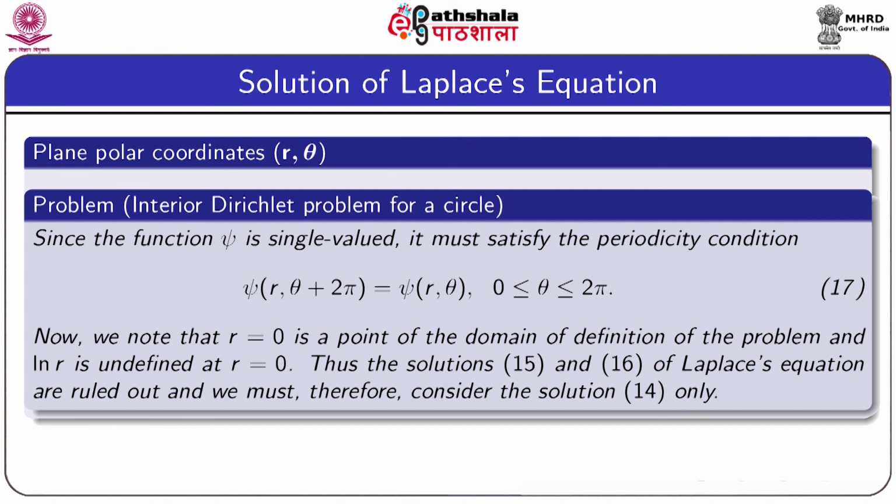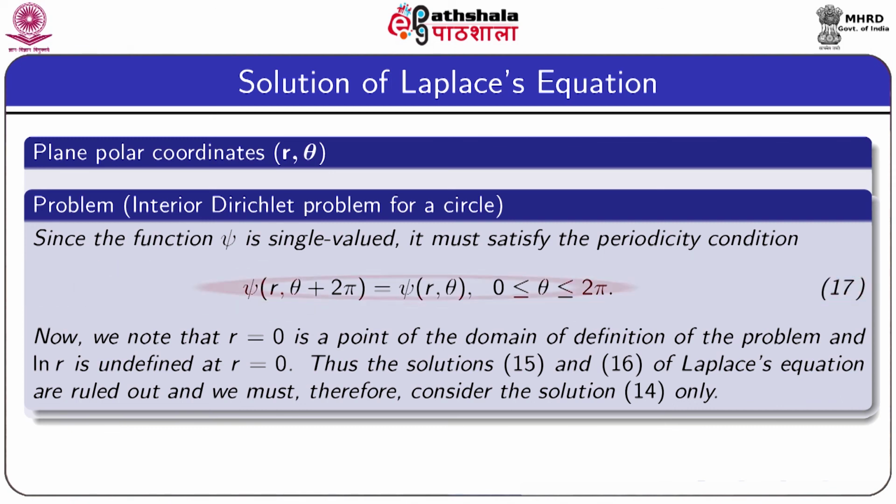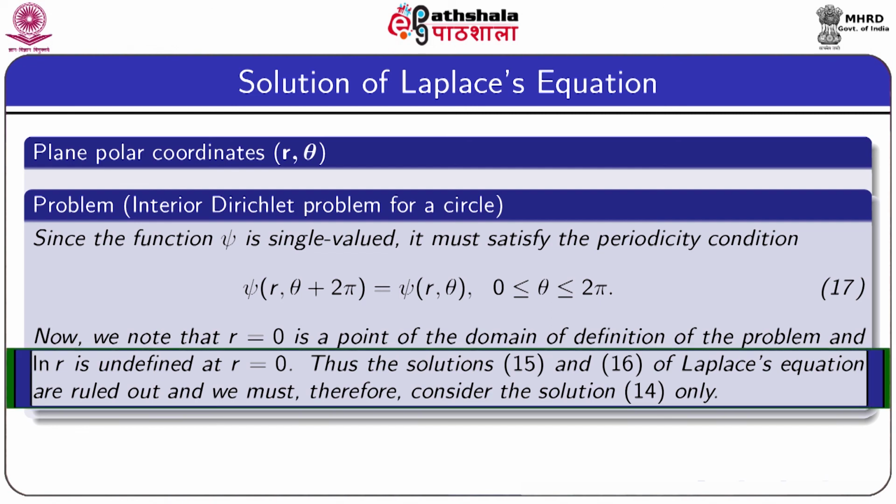Since psi is a single valued function, it will satisfy the periodicity condition, that means psi(r, theta plus 2 pi) must equal psi(r, theta) for 0 less than or equal to theta less than or equal to 2 pi. Now, we note that r equals 0 is a point of the domain of definition of the problem, and we know that log is undefined at r equals 0.